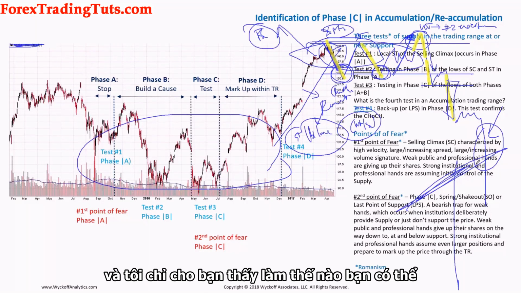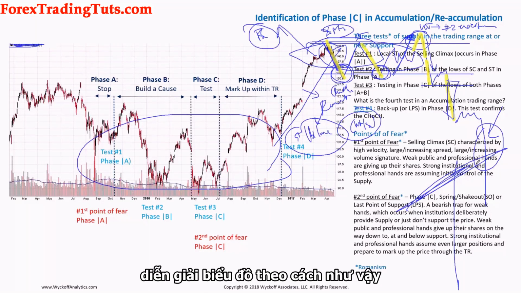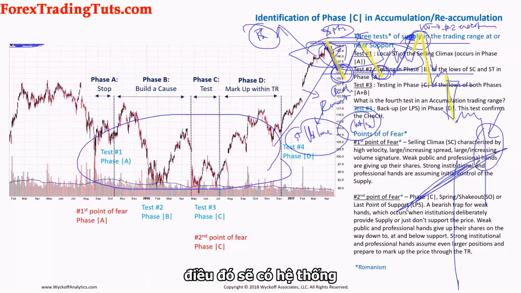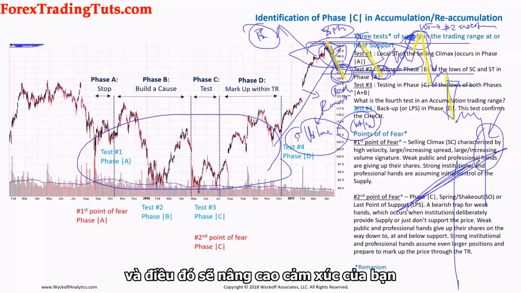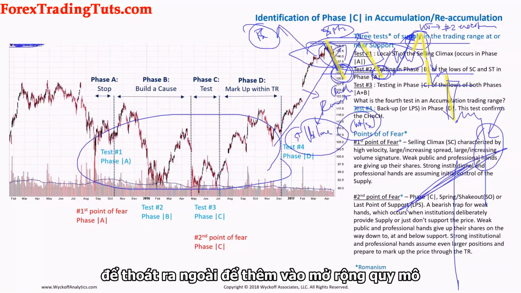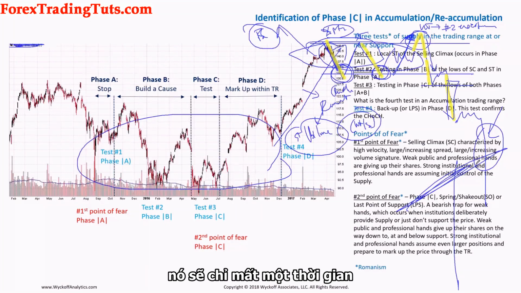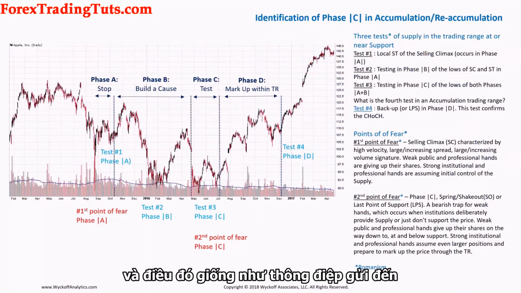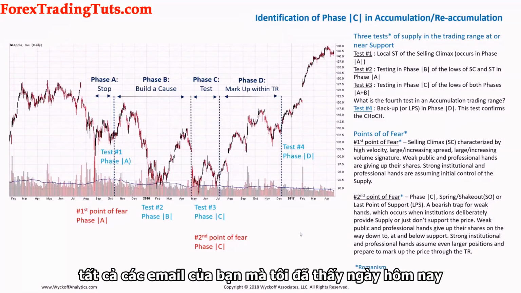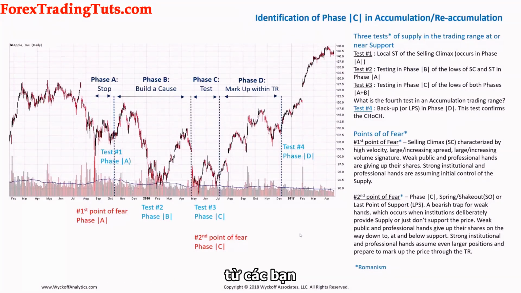And I'm just showing you how you could interpret the chart in such a way that would be systematic, logical, and that would alleviate your emotional pain, because you will know at which points you need to act. You will know at which points you need to get in, to get out, to add, to scale out. It's just going to take some time, but it's going to be valuable. And that's the message to all of the emails that I've seen today from you guys.